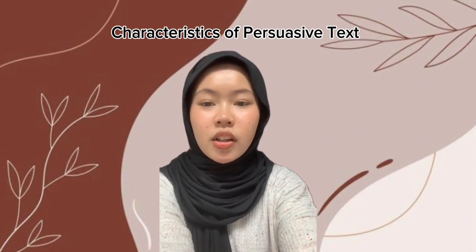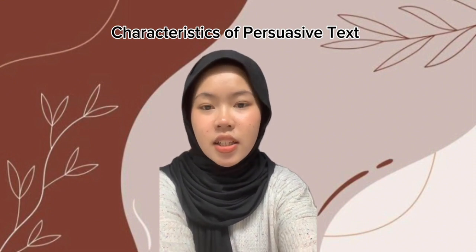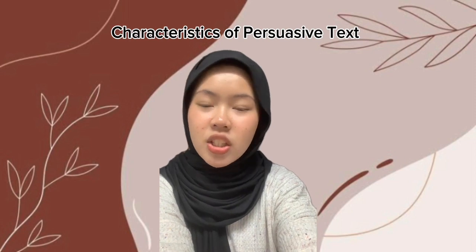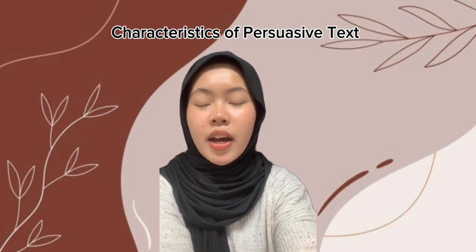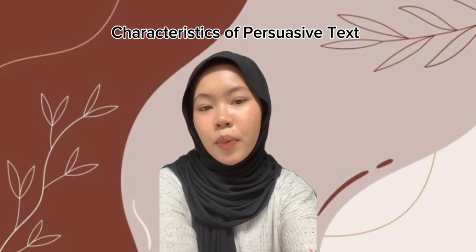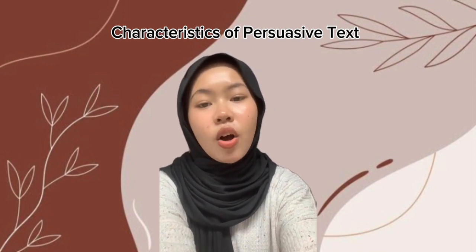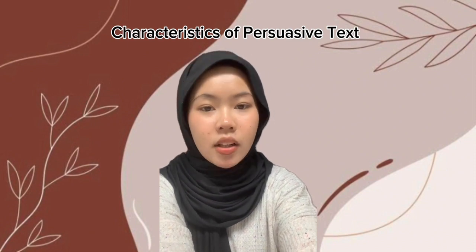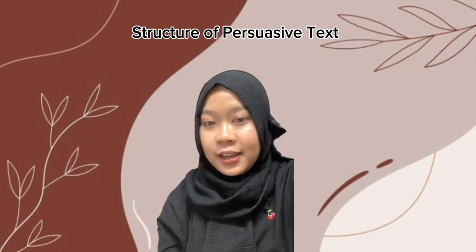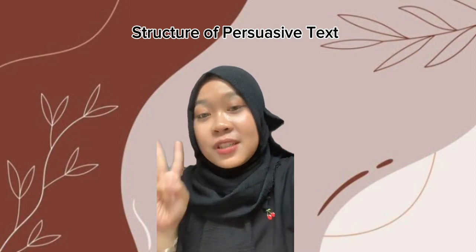And then the fourth, clear structure, has an organized structure with logically structured arguments. Fifth, use of evidence and examples, includes evidence, data, and concrete examples to support arguments. And then the last is call to action, includes a strong call to action or appeal at the end of the text. Okay, then persuasive text has three structures.